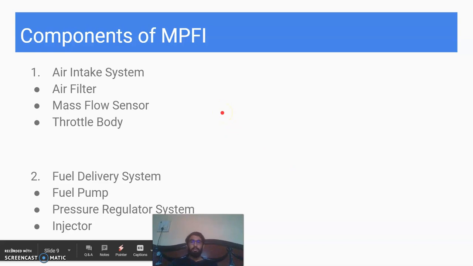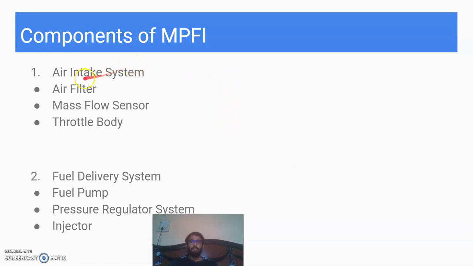There are different components of MPFI. The first is the air intake system, which includes the air filter. The air filter is used to filter the intake air, and there is a mass flow sensor, which senses the mass flow rate of the air coming in, and the throttle body is used to control the air flow in the intake.